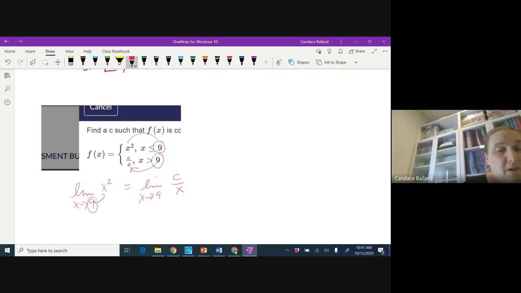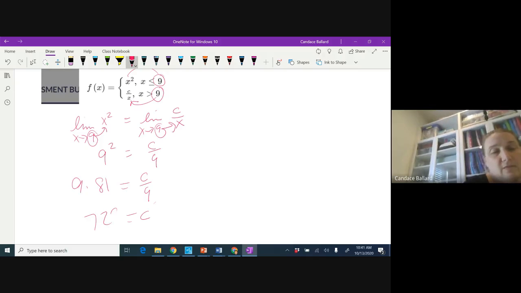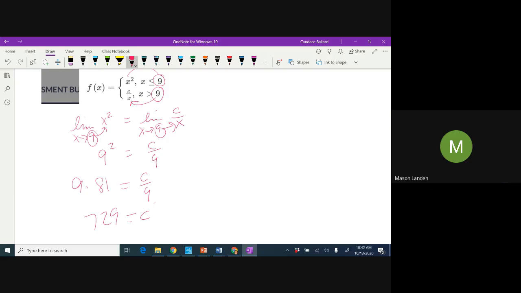So I'm going to plug in the 9s into both of those. So we'd have 9 squared equals c over 9. 9 squared, I believe, is 81 equals c over 9. And then I'm going to multiply both sides by 9. So I believe that's 729. Is that better, Mason? Yeah, that makes sense now.